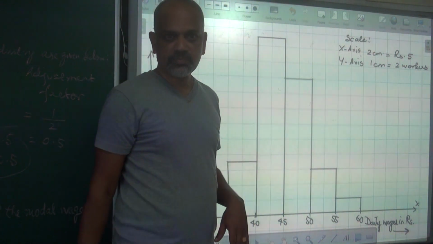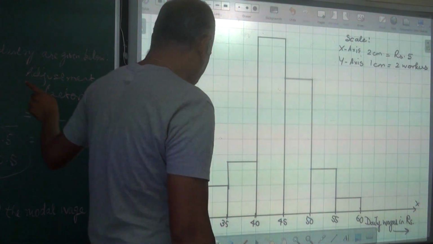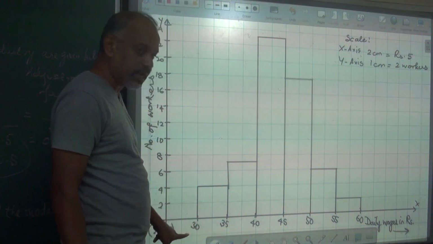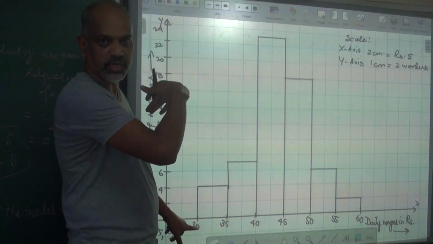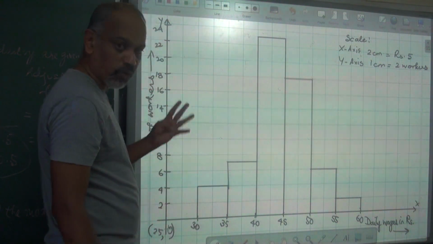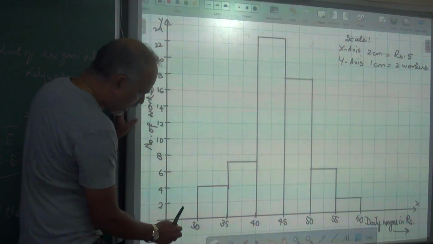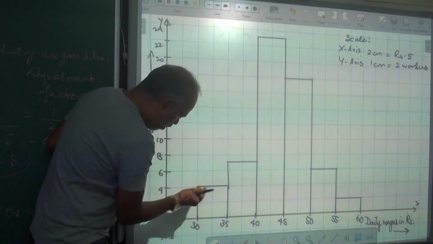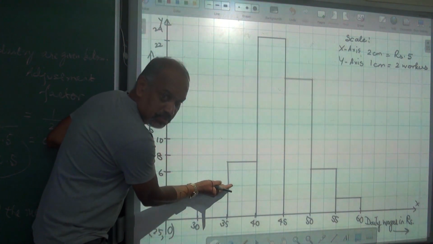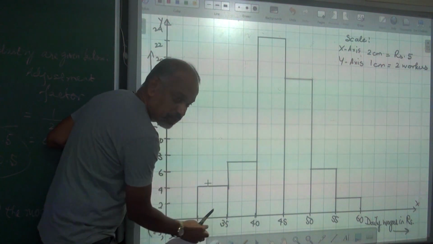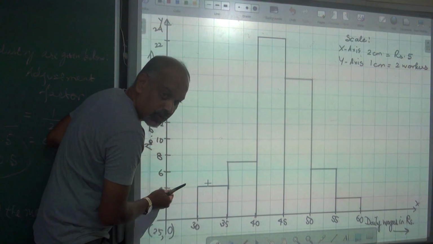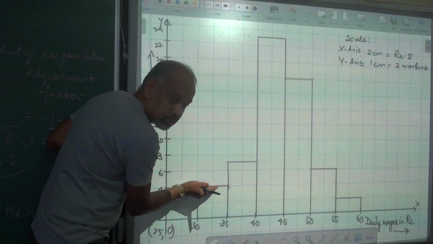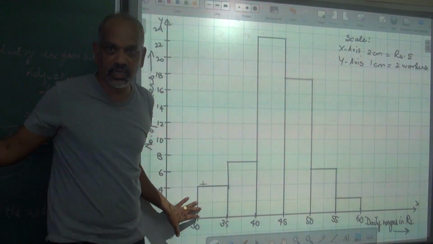Now to plot them. If you remember the table, the first class interval was 30 to 35 and the frequency, or the number of workers, for that was 4. Okay. So you have to draw a bar from 30 to 35, a bar of height 4. Because for 30 to 35, first class interval, the number of workers were 4. If you can see the data once again.